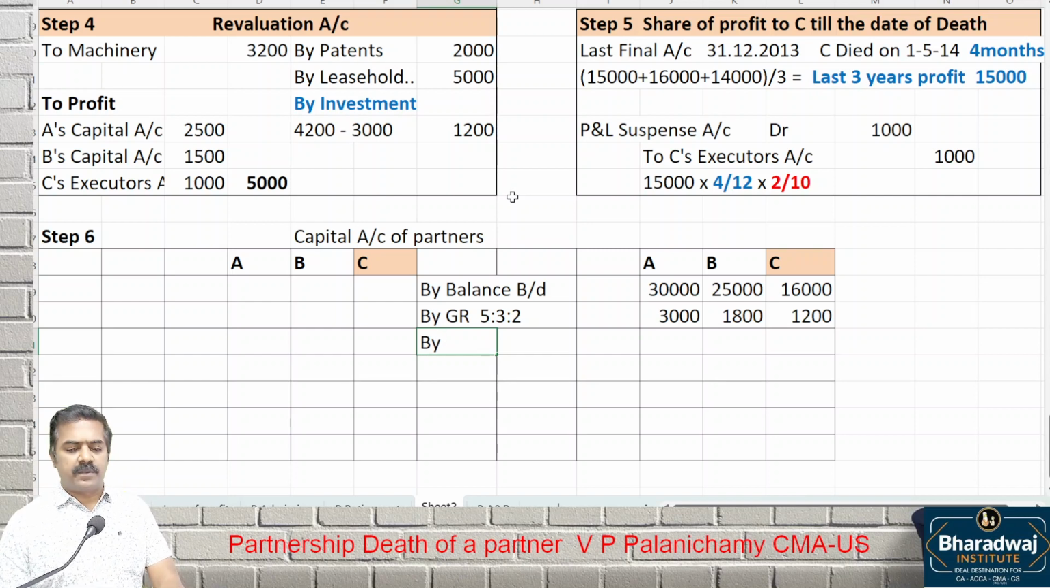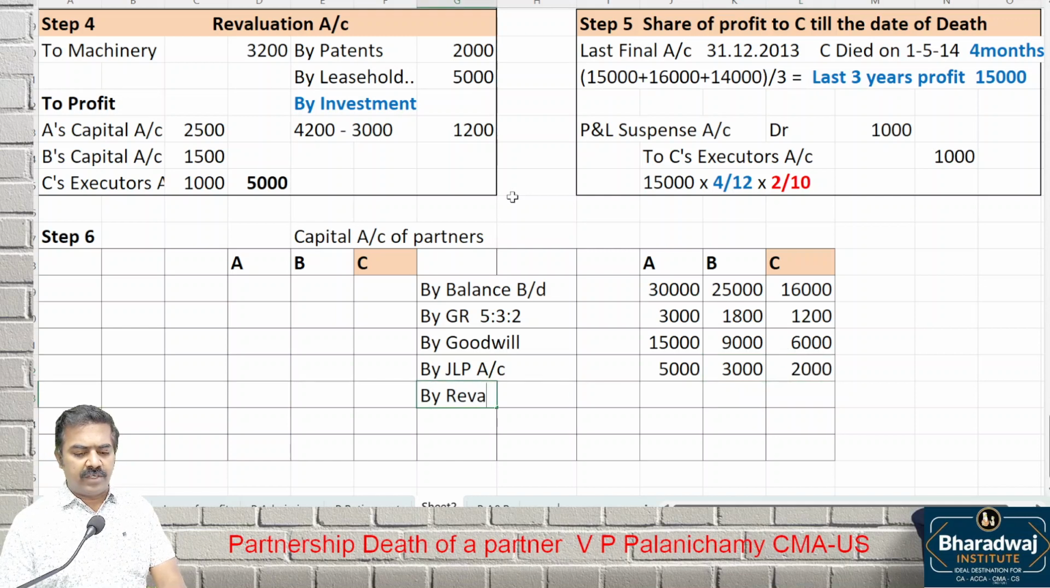Then let us come to the adjustments. By goodwill, we have passed the entry; look, how much is there? 15,000. Journal entry, goodwill account debit to partners' capital, 9,000. By JLP, 5,000, 3,000, 2,000. Then by revaluation, 2,500, 1,500, 1,000. Last step, P&L suspense account, only for C, 1,000. This is in step 6.